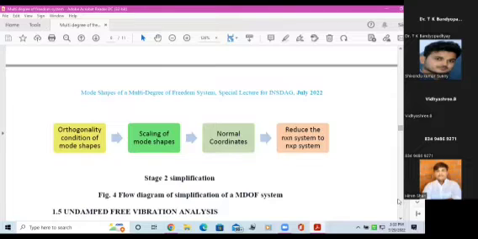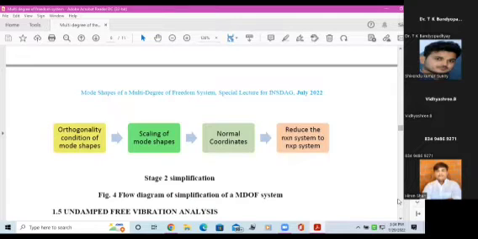Stage 2, we use some more characteristics of the mode shapes and develop an orthogonality condition of mode shapes. Then we do the scaling of the mode shapes. We get the normal coordinates, and then they reduce the n by n system to an n by p system. What it means is, if you have a multi-degree system having, let's say, 500 degrees of freedom, the question is, do we need to find out all the 500 frequencies and 500 mode shapes, or can we get away by finding only, let's say, 5 frequencies and 5 mode shapes instead of 500? So to make our life easy, we choose a parameter p or a number p.